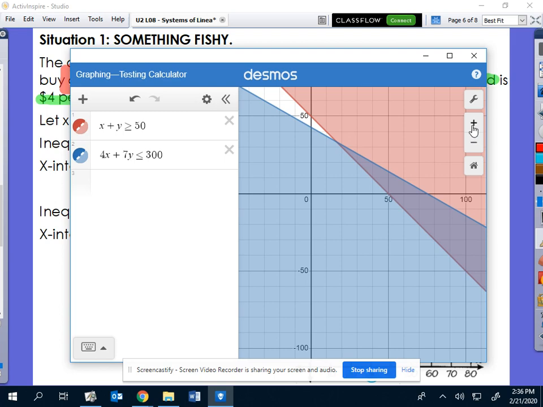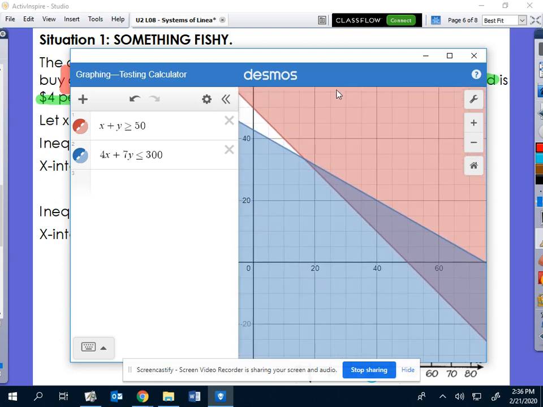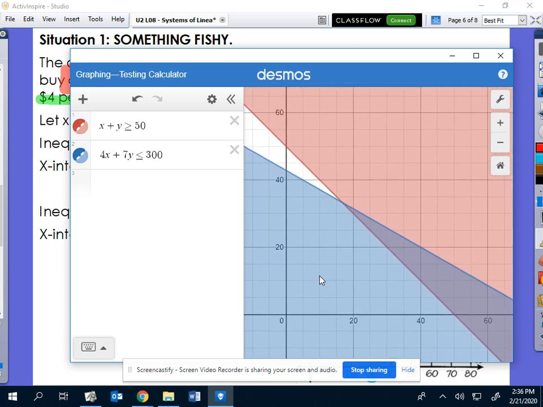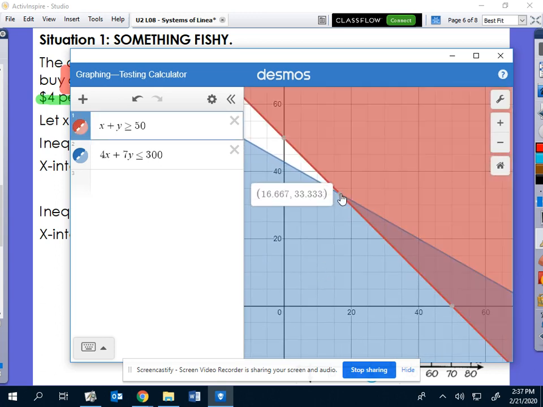And this is the magic. This is what we want to be able to see. We want to be able to see where our intersection is happening. So first thing is we notice that they intersect not at a perfect point, and that's okay. We could maybe buy 16.6 pounds of cod and 33.3 pounds of salmon.